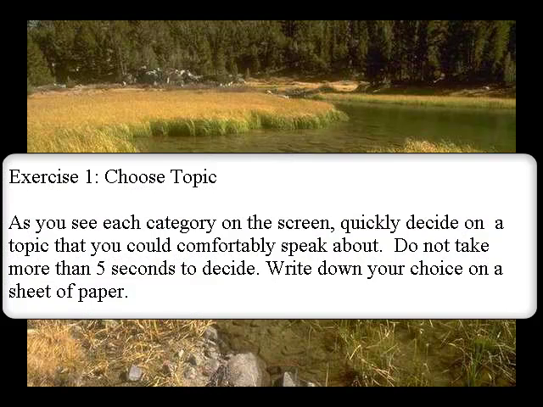So let's go to exercise 1. This is called Choose Topic. As you see each category on the screen, quickly decide on a topic that you could comfortably speak about. Do not take more than about 5 seconds to decide. Write down your choice on a sheet of paper.